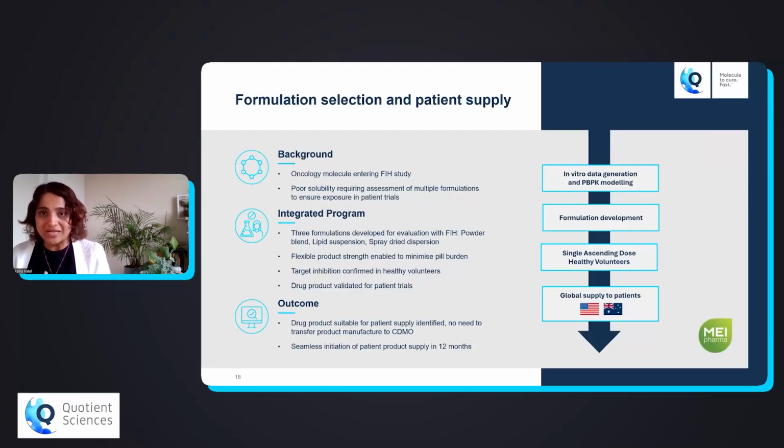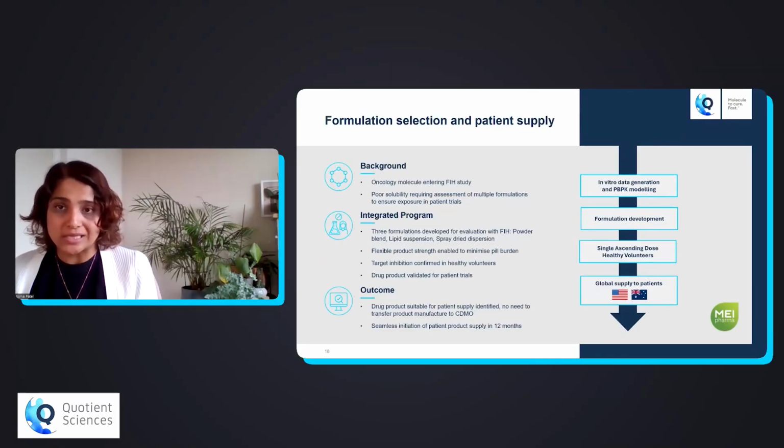For this particular molecule, the decision was made to go into healthy humans, determined by the need to rapidly identify an enabling formulation and a dose, which then would enable a swifter advancement into the target patient population. We looked at multiple enabling formulations in order to accelerate that transition. The formulations were selected based upon the physicochemical characteristics of the drug substance. And we looked at a blend-in-capsule with surfactants, a lipidic formulation, and a spray-dried dispersion as well.